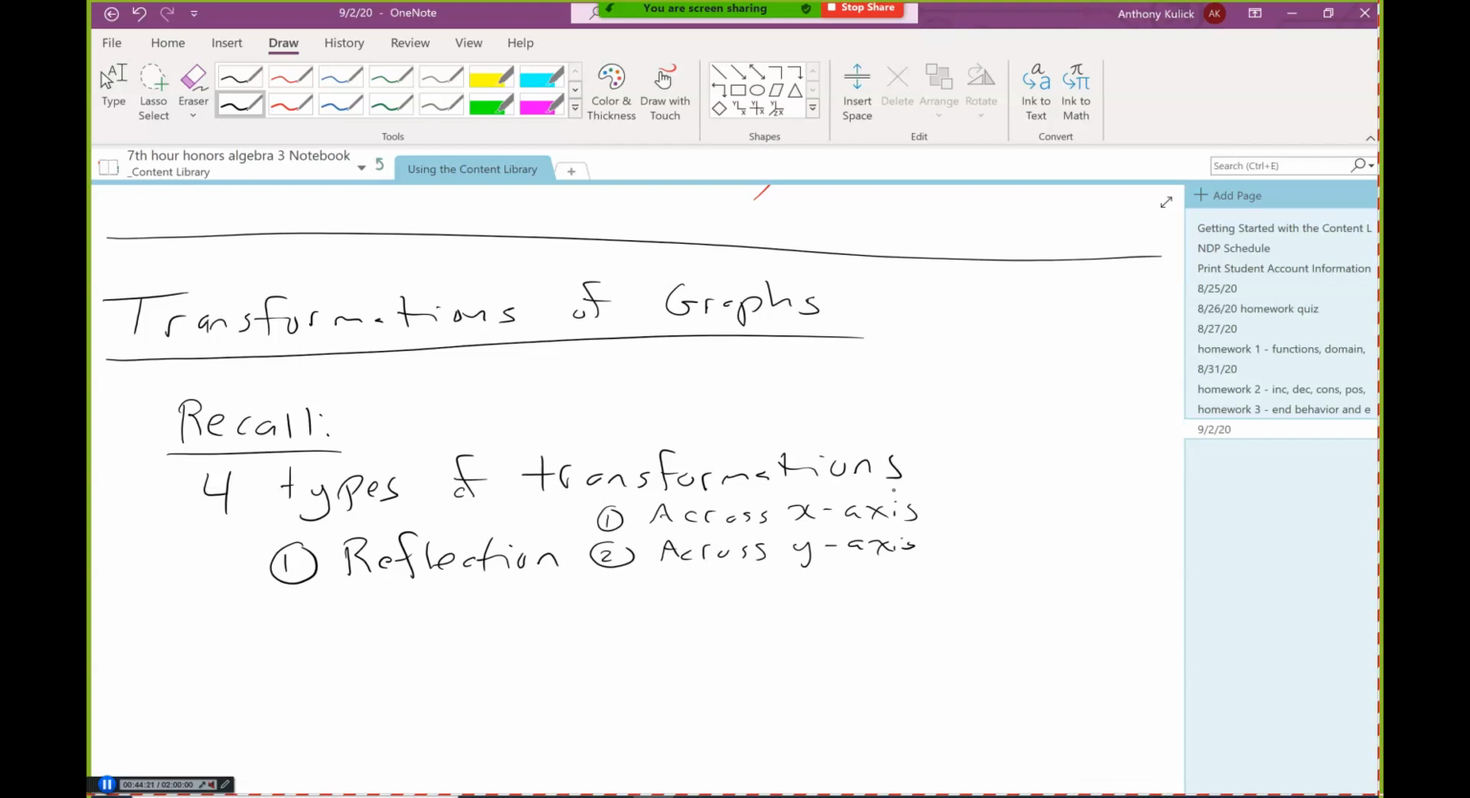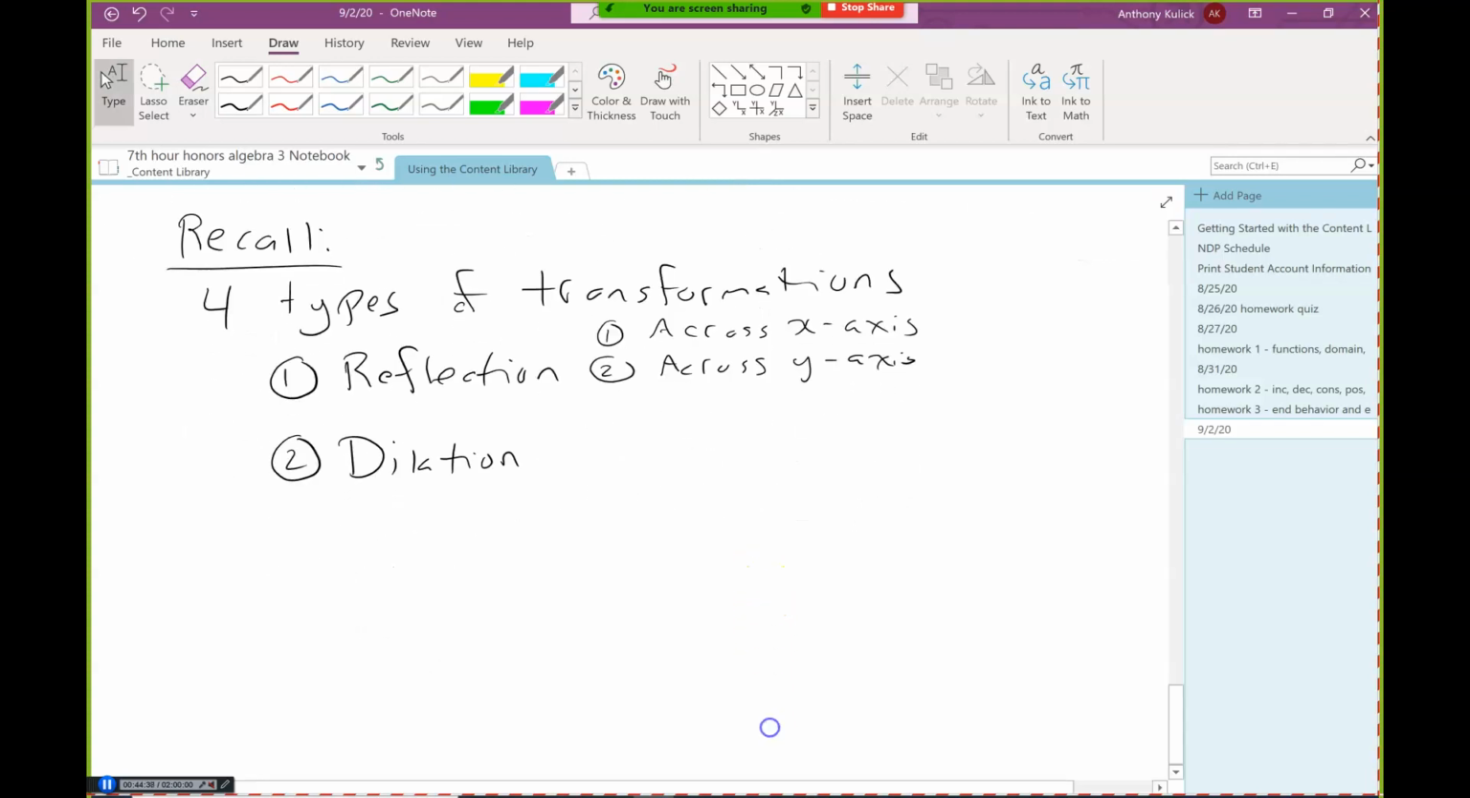Yes. What's your name? Jack. Jack. Dilation is one of them. Yep. So the dilation is the one where it's like you're expanding the figure or contracting the figure. That's good. There's 2 more. Sergio? Rotation. Rotation is another. Yep.